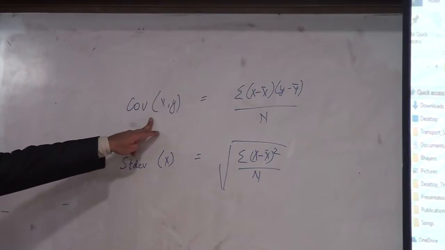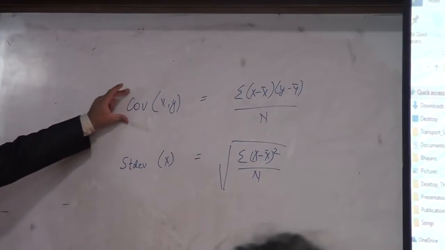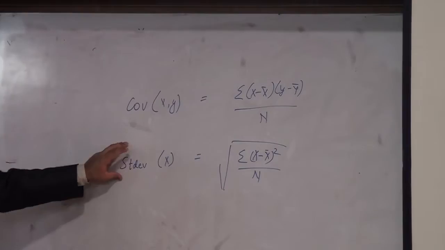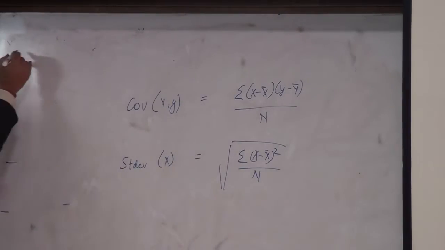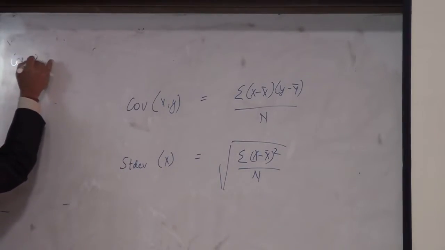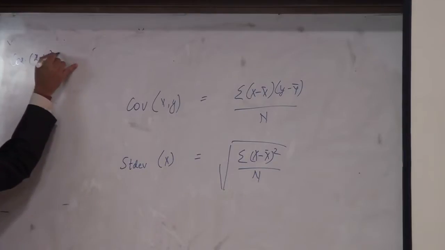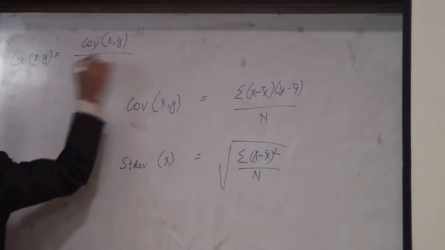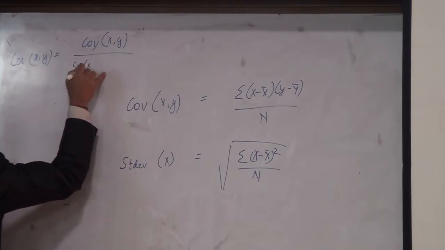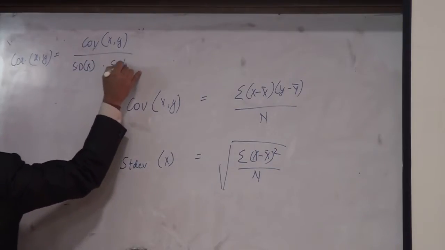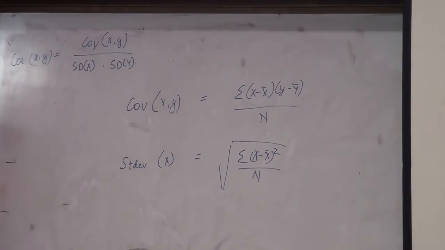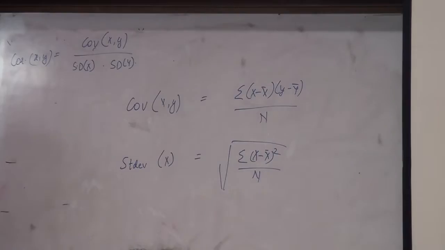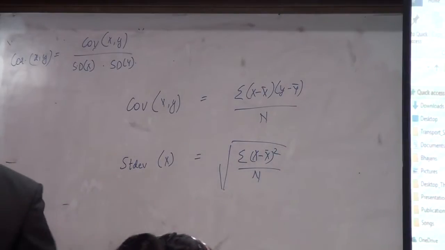I know covariance. So if I divide covariance by standard deviation of x and y, I will get correlation. So correlation xy is nothing but covariance of xy whole divided by standard deviation of x into standard deviation of y. Now why do I do correlation? Because correlation has certain very beautiful properties.